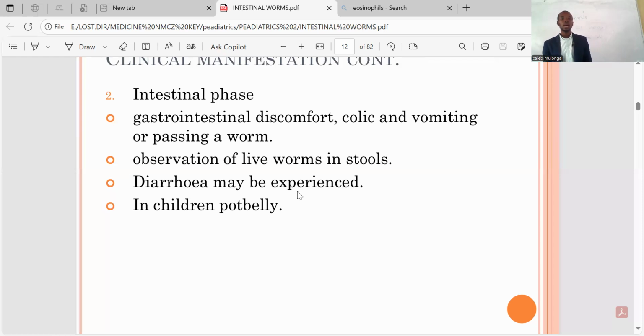There's also nausea and vomiting. With this vomiting, it is basically due to the gastrointestinal disturbance as a result of the presence of worms in the intestines. Because we have these worms in the intestines, it can result in vomiting.